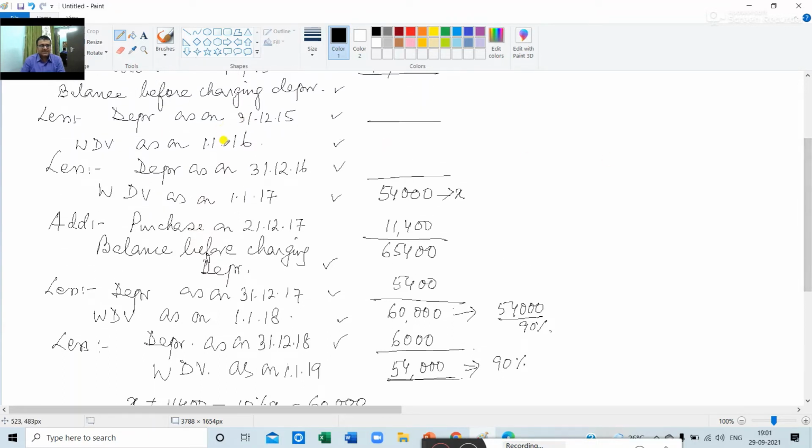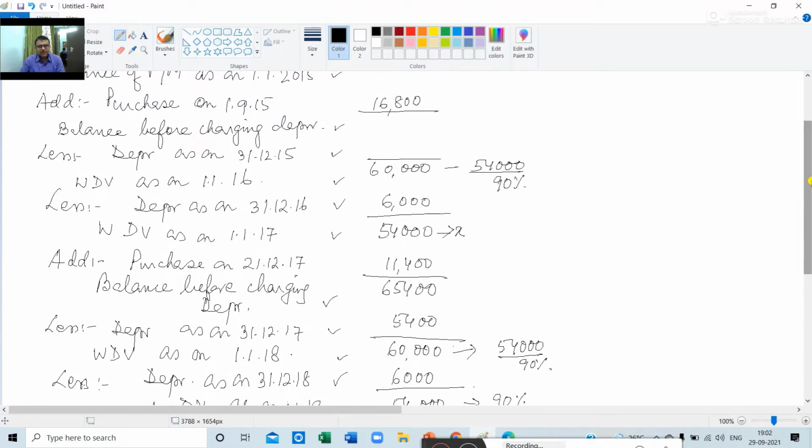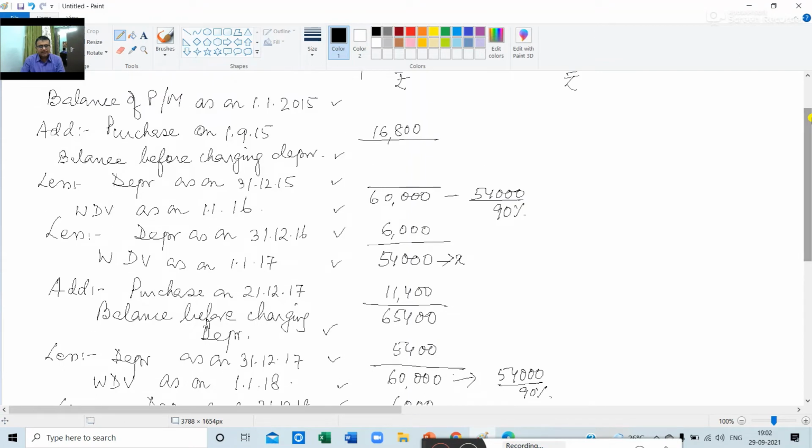So what was the balance as on 1st January 2016? So this will be 54,000 divided by 90%. So this is 60,000. Again, 10% depreciation is charged on 31st December 2016, and the balance on 1st January 2017 is 54,000. Now we have to take the balance as on 1st January 2015 as Y.